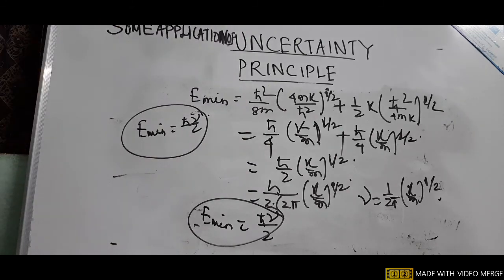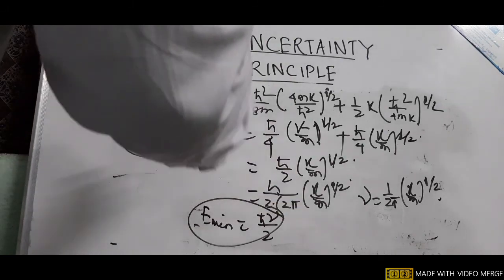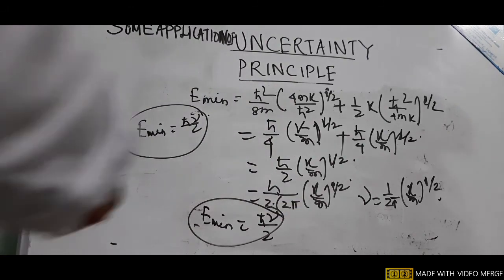In the next class I will be using the Gaussian wave packet, to show how the Heisenberg uncertainty principle is also used in the Gaussian wave packet.